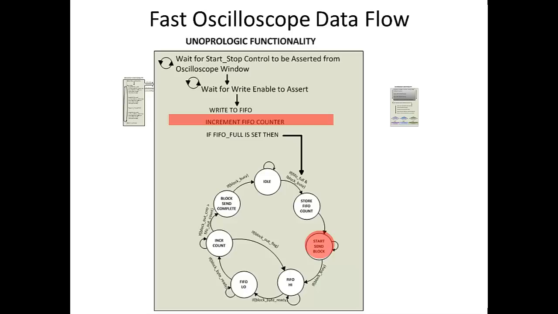Next, the FIFO high state is entered. In this state, active block end term toggles the block byte ready signal to inform the user code to put a new byte in the block out byte.